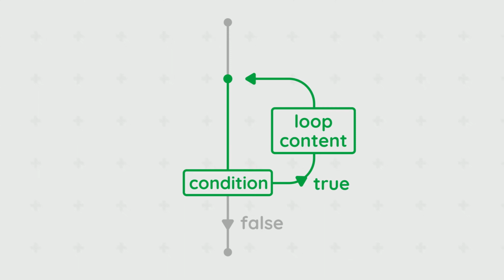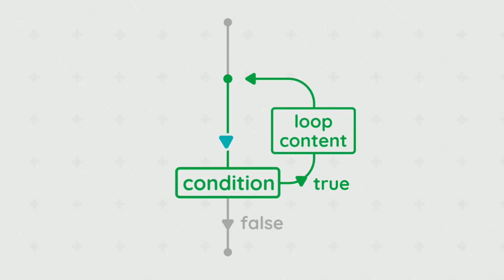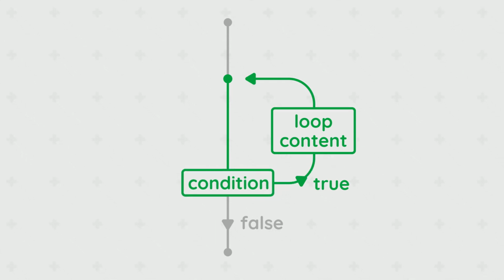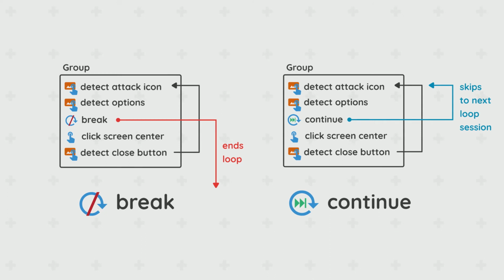Here's how a loop works generally. A loop repeats a set of actions or instructions as long as the loop condition remains true. The condition could be anything that could either be true or false. But in this case, the condition is the number of times the group is to loop over. Basically, the loop count. So the group will continue to loop as long as the specified loop count has not been reached. Also, loops generally have additional options or commands for manipulating the loop.